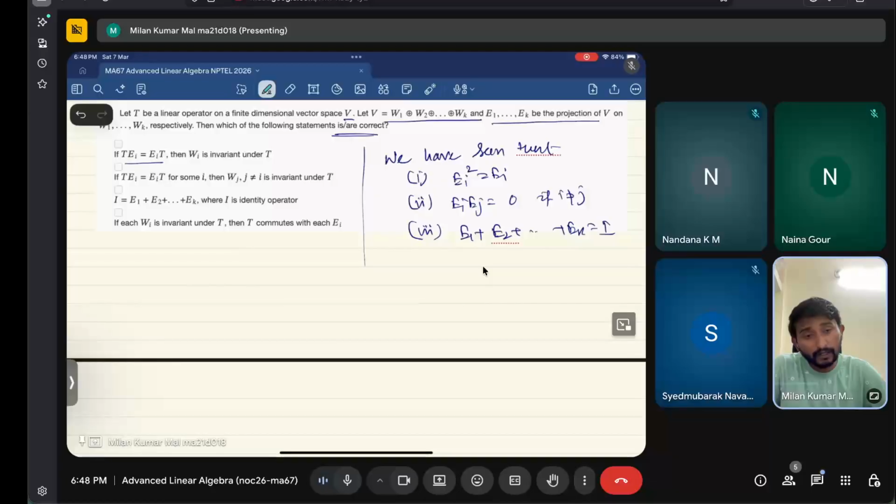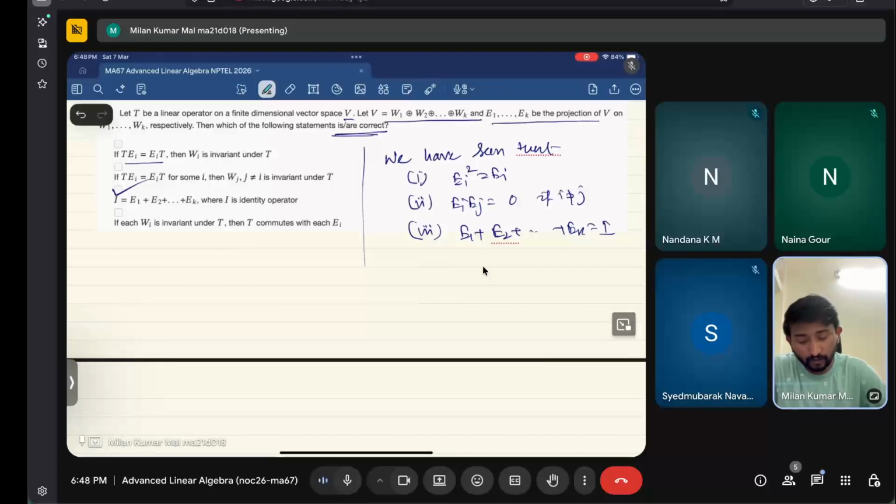Okay, so Wi is actually the range of Ei. So here I will give something. Here is the question: which of the following statements is or are correct? So clearly the third option is correct. That is what we have already seen, right?